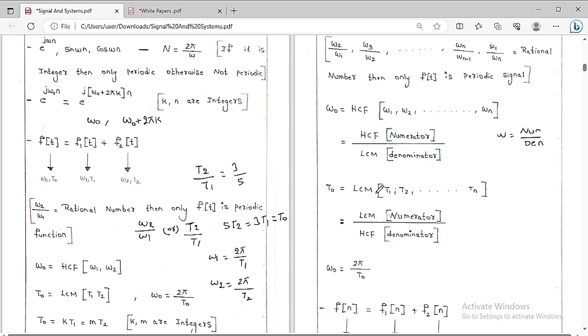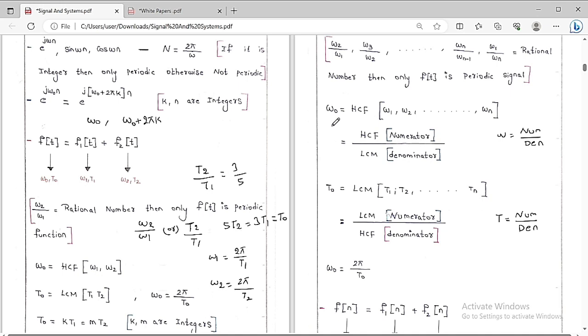Similarly, T0 is the LCM of the individual time periods T1, T2 up to Tn. That is, the LCM of all the numerators by the HCF of all the denominators. So this formula you always have to keep in mind. The time period will also have some numerator and some denominator. All these are rational numbers. Rational number means numbers in the format of p by q, where p and q are integers.